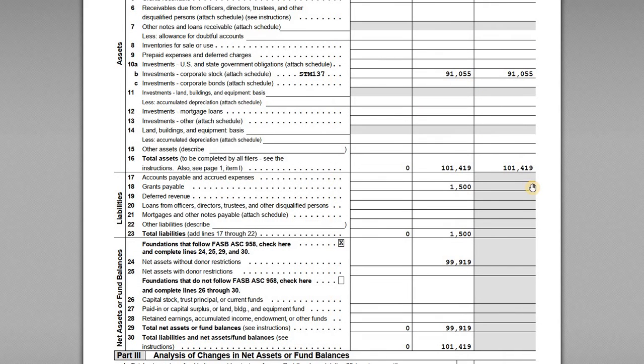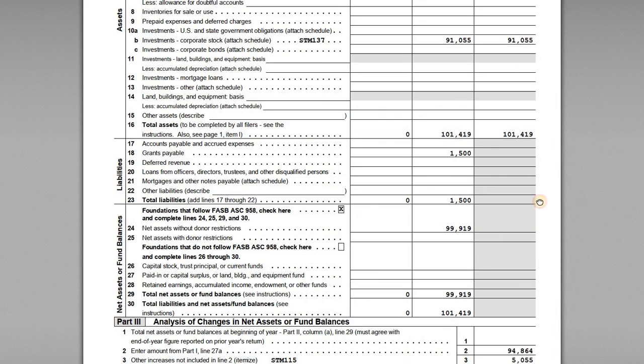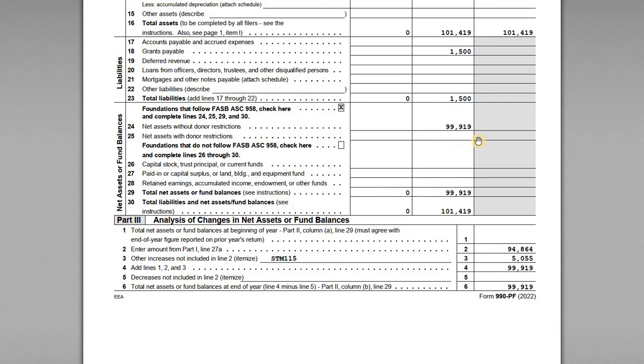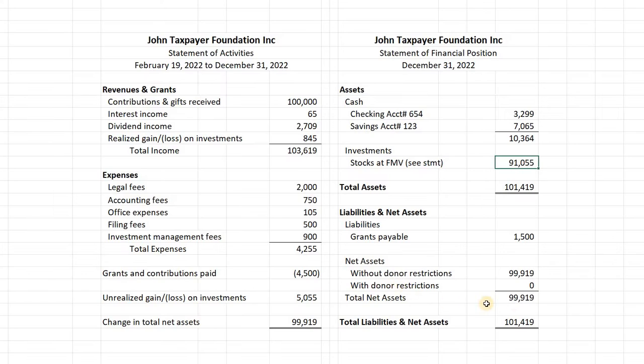So in our case, again, they're the same because we are marking to market effectively for book purposes what the fair values are. Grants payable, there's the $1,500 that we owe that nonprofit at the end of the year. And then our net assets without donor restrictions, $99,919, which reconciles with our financial statements here, right? We don't have any net assets with donor restrictions because when John put the money in, he wanted it categorized as such, right? Just for general support without any donor restrictions.